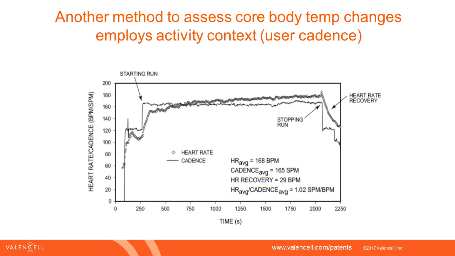Now notice at the bottom, there's an average heart rate divided by average cadence there. The inverse of that is the cardiac efficiency. So we often look at this to get an indication of how fit the person is. For example, the higher that is, the less fit they are.